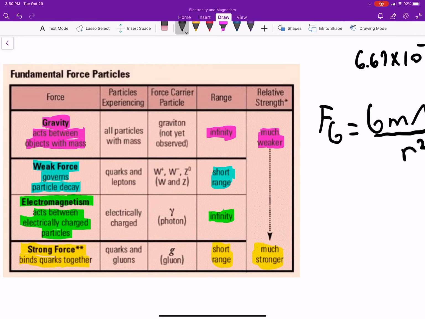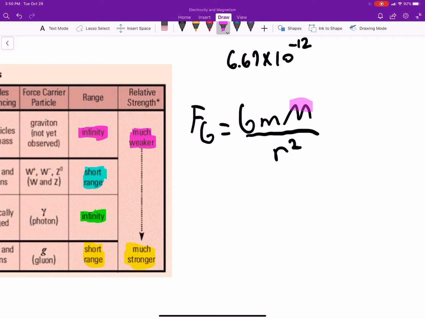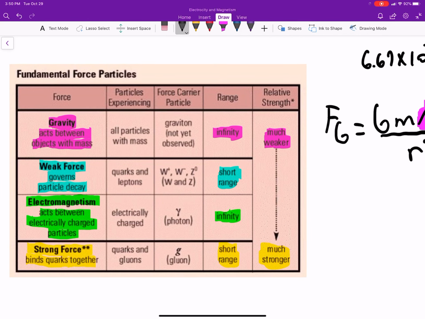It's a small number, so we're dealing with a very small force. In fact, it takes a huge mass. We're talking the mass the size of like a planet or a moon to really have a noticeable effect. Okay, so we talked a little bit about that.